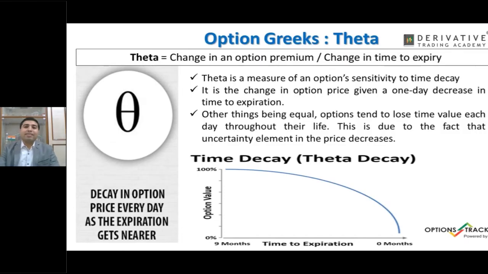Now we'll talk about the next important option Greek, that is theta, and everyone is interested to know about theta, because theta is the reason why option writers want to be in the market. Theta is the reason which is giving the threat to the option buyer. Those who are buying the option believe that their risk is limited to the premium which you are paying, but your reward is unlimited. But the only threat is theta.